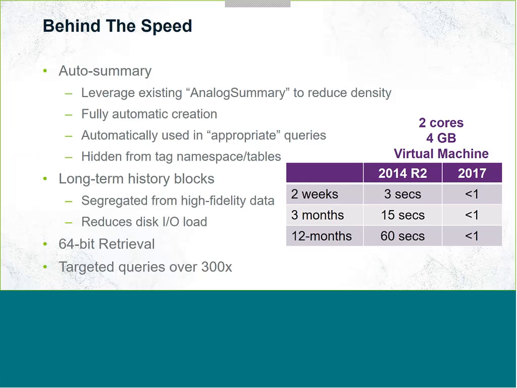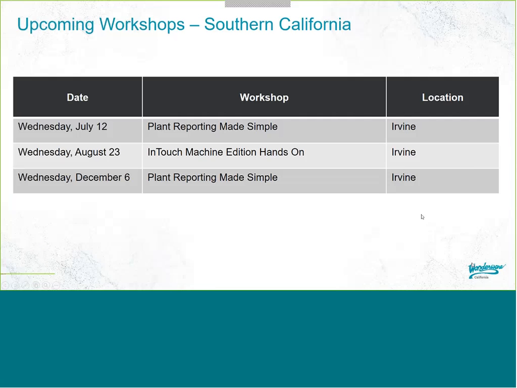The new capability is called AutoSummary, and it does leverage analog summary to reduce the density of the data, and this is all fully automatic. As you can see here, some of the benchmarks that we've done on the 2-core 4-gigabyte virtual machines: 2 weeks worth of data used to take 3 seconds, now it's under a minute. And 12 months used to be about a minute to a minute and a half. Now it's like under a second as well. So we have that ability, and there's a nice video on YouTube to show that as well. So that pretty much concludes my demo portion.